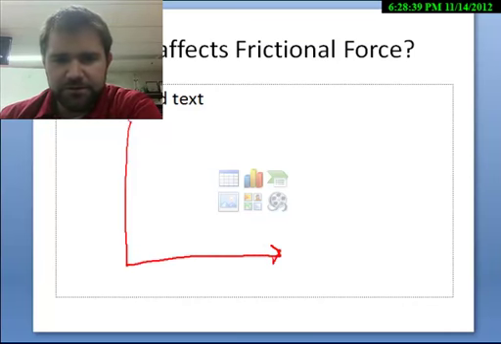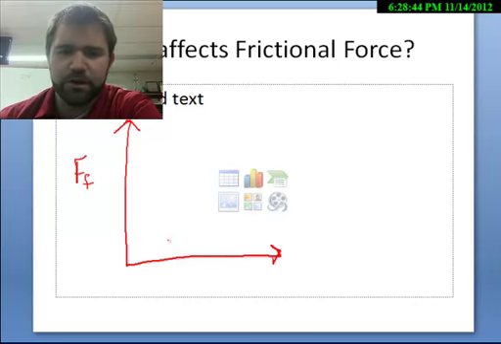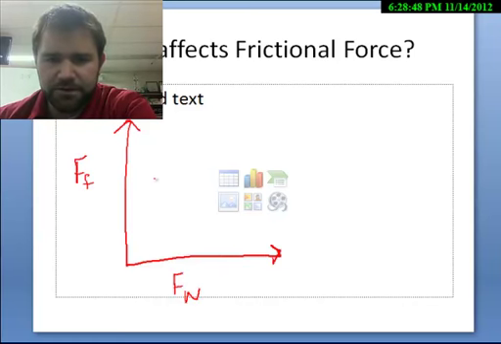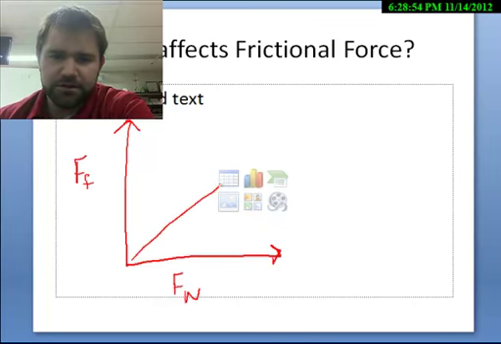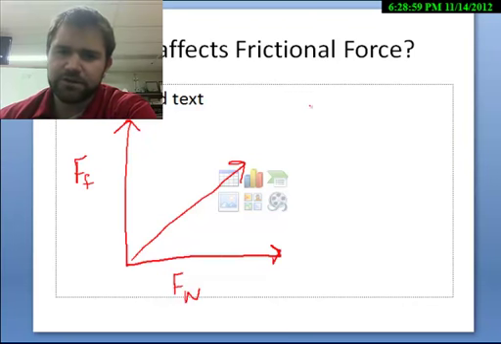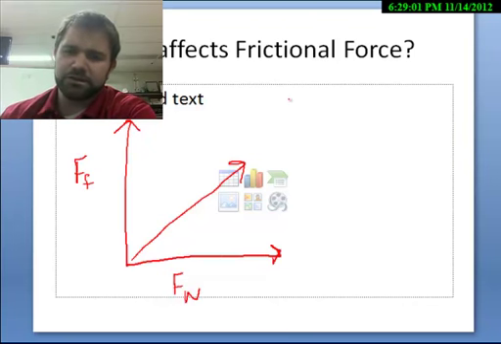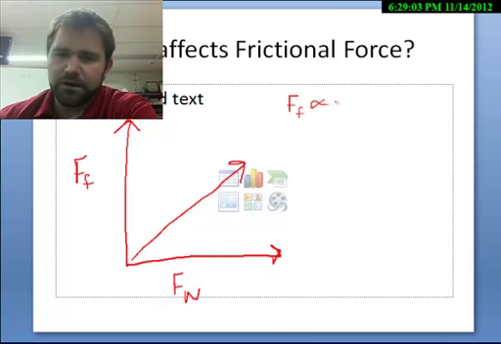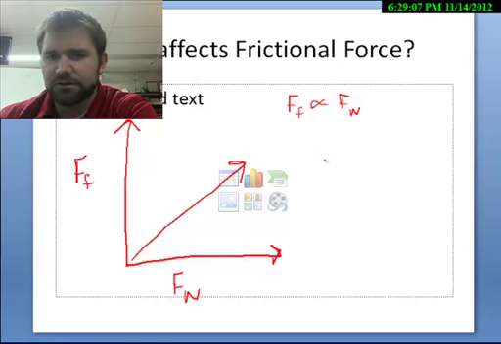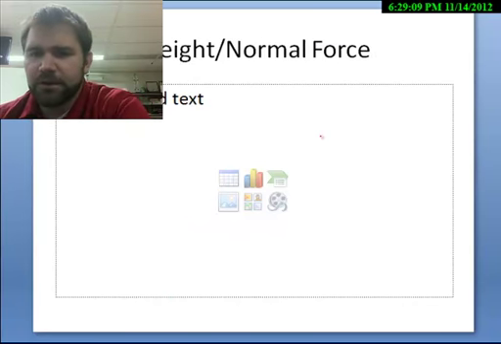The other thing that affects friction is the normal force between them, basically the weight force. So if this is the force due to friction, and this is the normal force, as normal force increases, so does the frictional force. Okay, so they have a direct relationship. We would say that force of friction is directly related to the normal force.